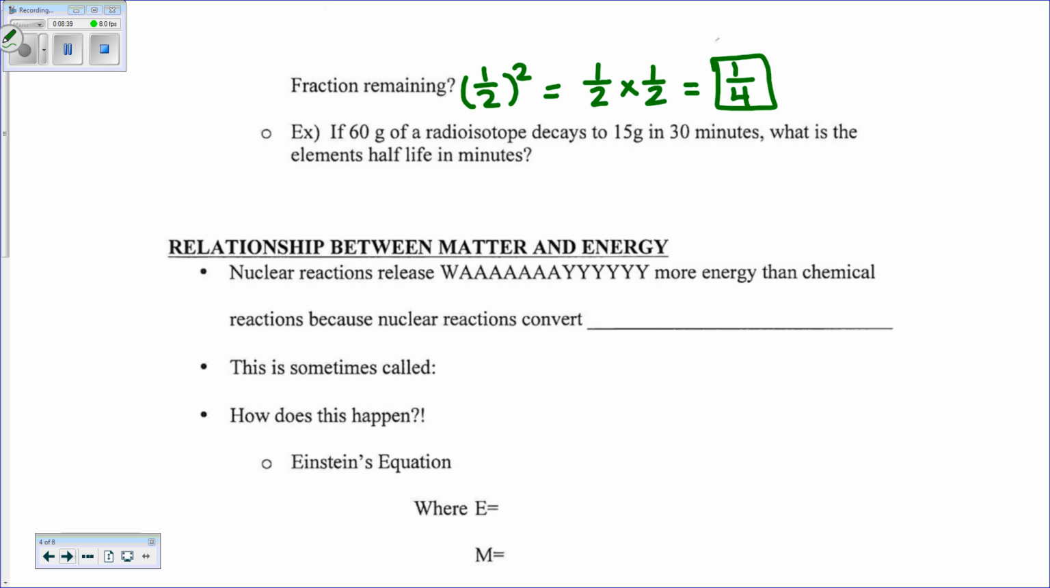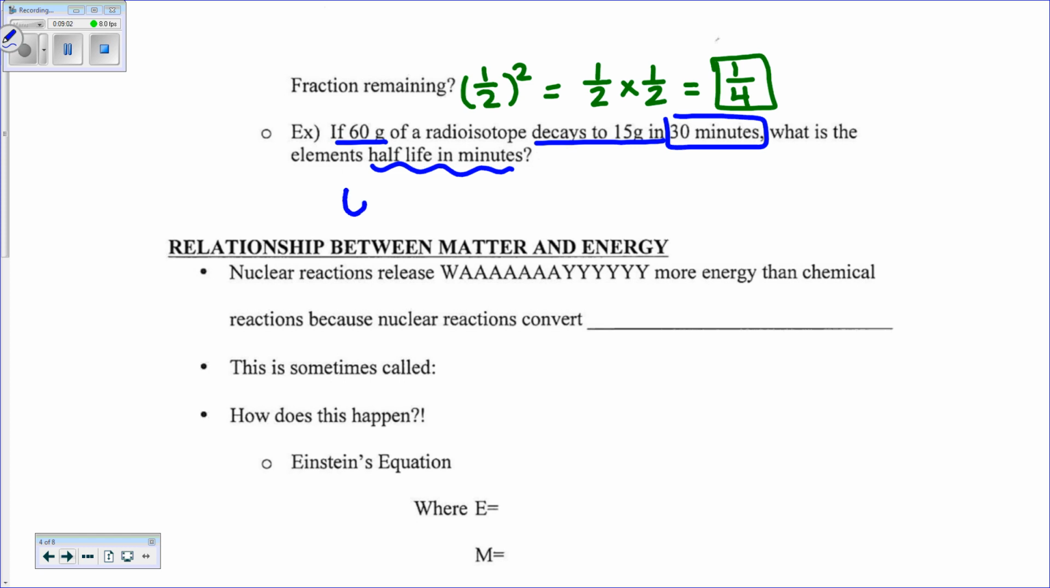Okay, so let's try another problem. It says if 60 grams of a radioisotope decays to 15 grams in 30 minutes, what is the element's half-life in minutes? So this time they don't tell me who it is, they just want to know what the half-life is. So I started with 60 grams and I decayed to 15.